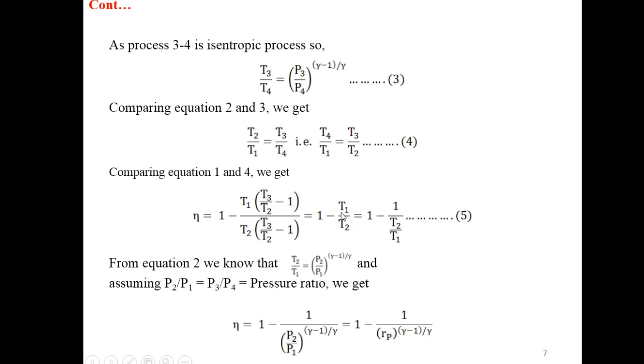Then we get 1 minus T1 upon T2 is equal to 1 minus 1 upon T2 upon T1, equation 5. Now from equation 2, we know that T2 upon T1 is equal to (P2 upon P1) whole raised to power (gamma minus 1) upon gamma. So the value of efficiency will be 1 minus 1 upon (P2 upon P1) raised to (gamma minus 1) upon gamma. Now if we assume that P2 upon P1 is equal to P3 upon P4 is equal to the pressure ratio, that is RP, we can write this as 1 minus 1 upon RP raised to power (gamma minus 1) upon gamma, where RP is the pressure ratio.